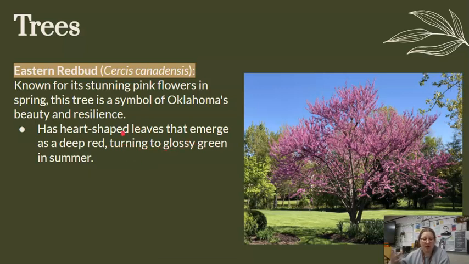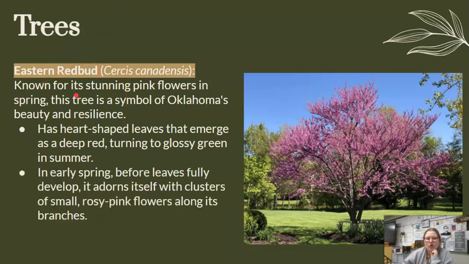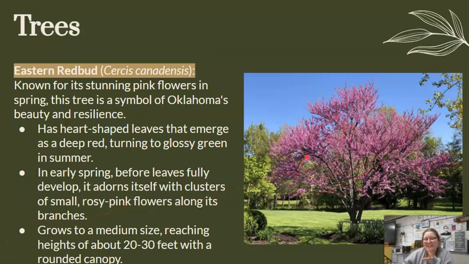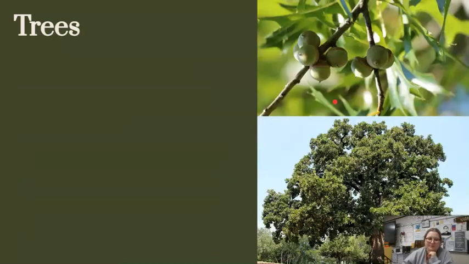So normally with a lot of trees, you see the green kind of come out first. These, when they're first starting to get those leaves, are a really pretty red, hence the redbud. In early spring, before the leaves fully develop, it adorns itself with clusters of small rosy pink flowers along its branches, which is what we're seeing here. It grows to a medium size for trees, reaching heights of about 20 to 30 feet with a rounded canopy. So it's kind of a rounded shape.